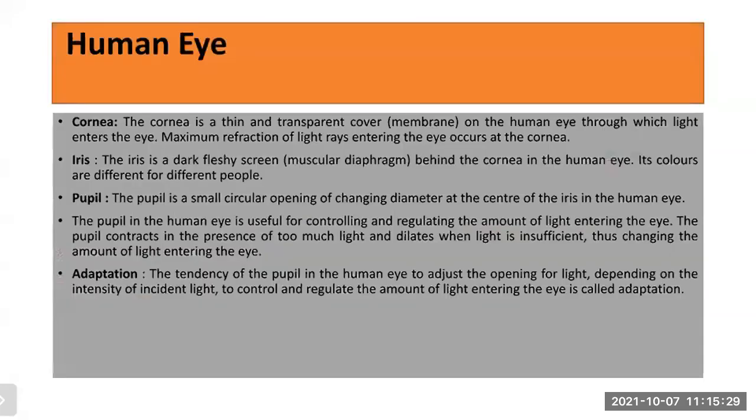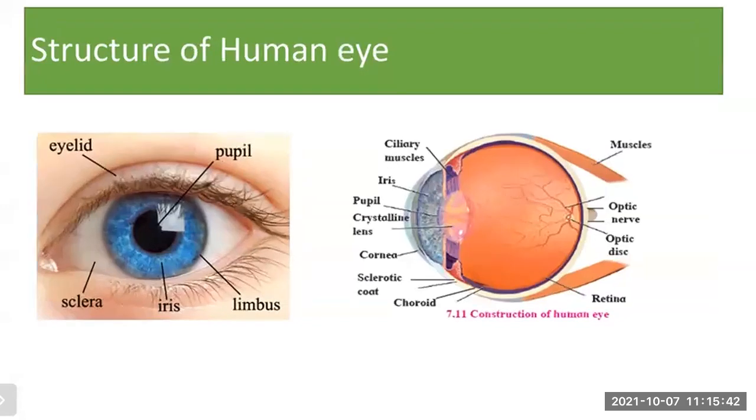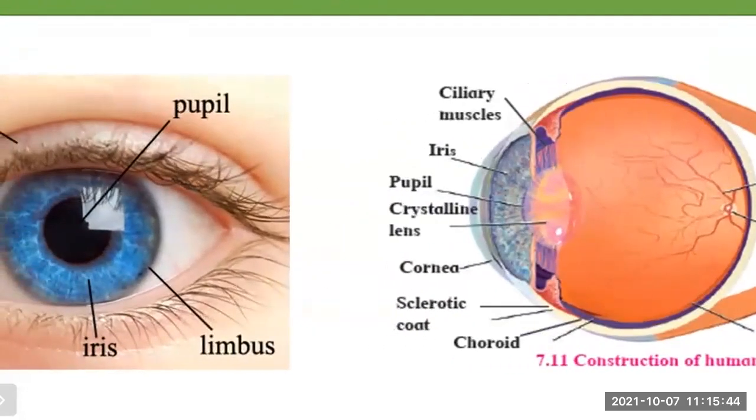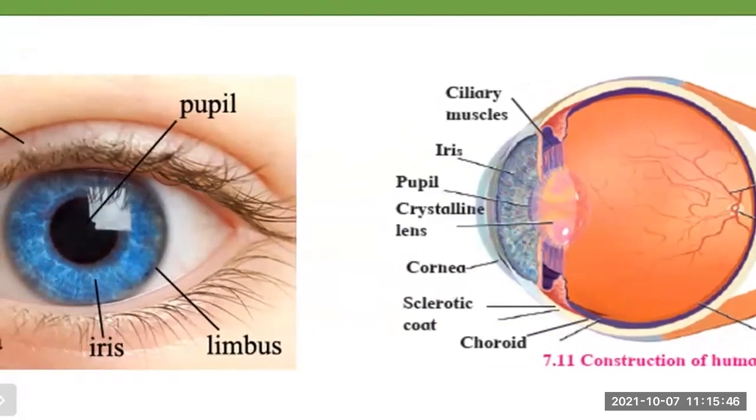Then next we have the pupil. Now the pupil is a small circular opening of changing diameter at the center of the iris in the human eye. You can see here, it is inside like a small hole. It is like a small hole of changing diameter. It is at the center of the iris, which is called the pupil.